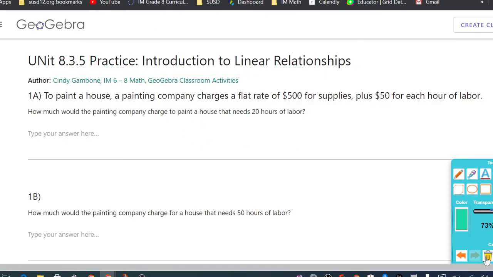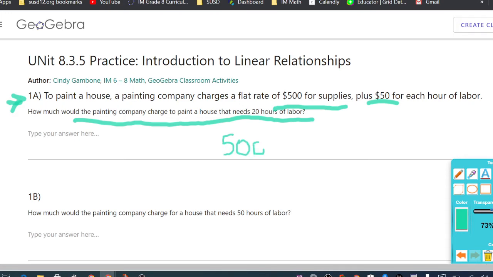Problem number 1. To paint a house, a painting company charges a flat rate of $500 for supplies. I'll underline that information. Plus $50 for each hour of labor. How much would the painting company charge to paint a house that needs 20 hours of labor? Okay, well, let's see. First, there's $500 worth of supplies. That's a flat rate that they charge everybody.